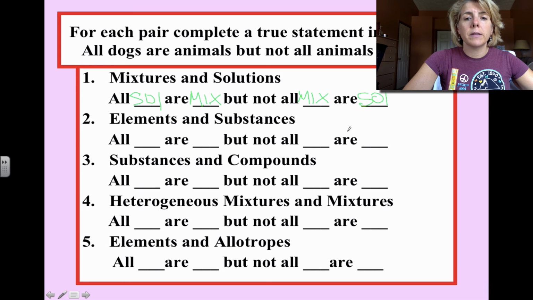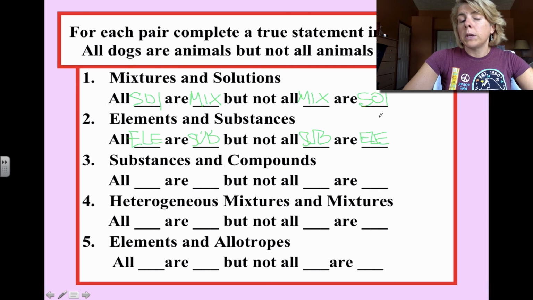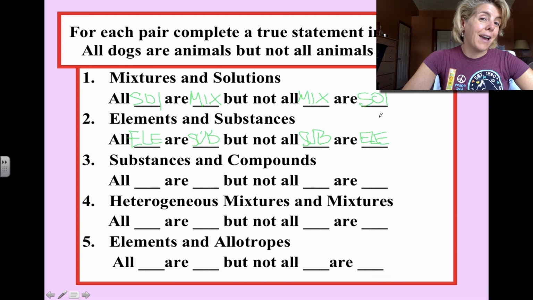Okay, the next one is elements and substances. So are all elements substances, but not all elements, I'm sorry, not all substances are elements? Yes, that is correct. So all elements are substances, but not all substances are elements. Because we can have a substance that's a compound. So that's why that statement is true.